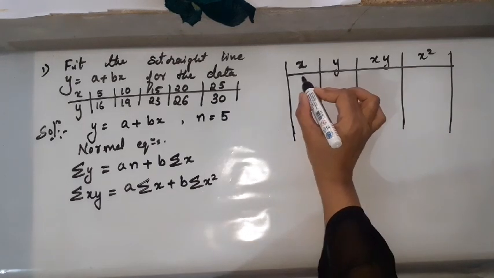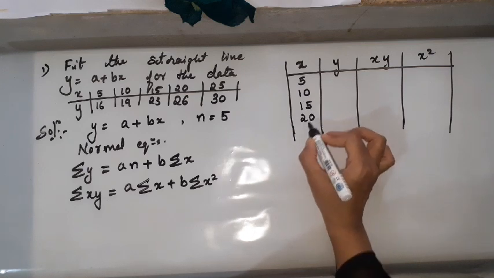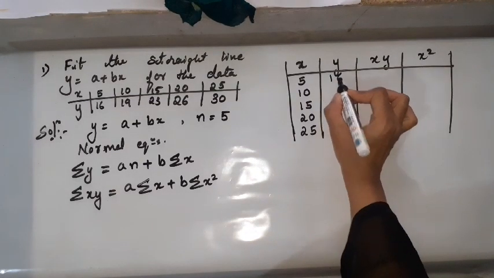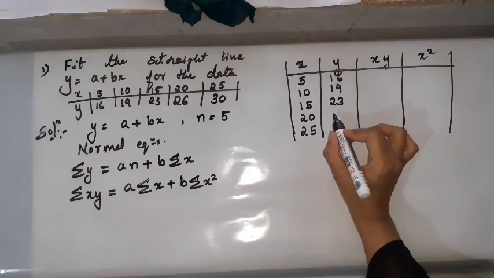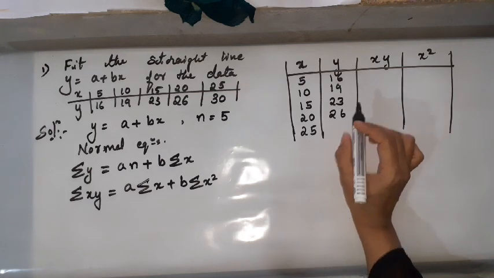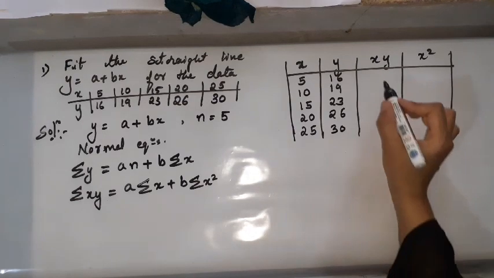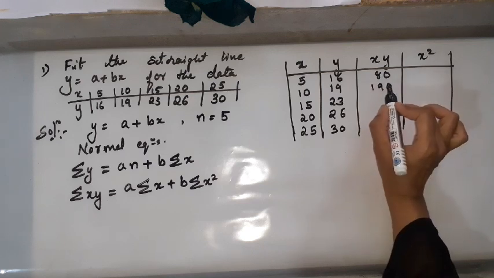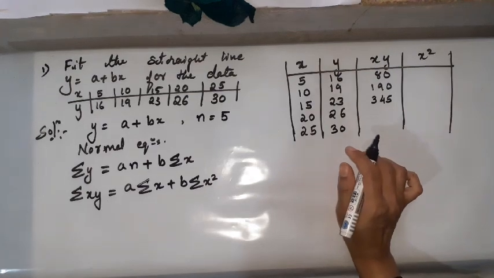What are the values for x? It is 5, 10, 15, 20 and 25. Write the corresponding values of y. It is 16, 19, 23, 26 and 30. So now x into y. 16 into 5, 80. 19 into 10, 190. 15 into 23, it becomes 345. Just verify it in your calculator, all of you.